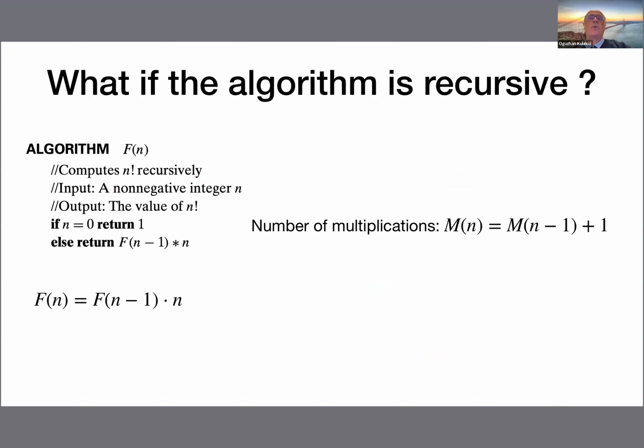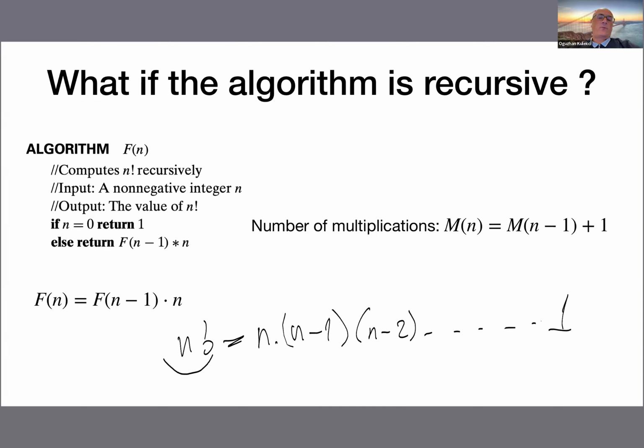These are all for the sequential algorithms. What will happen if the algorithm is a recursive one? Let's see a recursive function. This is the recursive function to compute n factorial. You know, n factorial is equal to n times n minus 1 times n minus 2, and this will go up until 1.